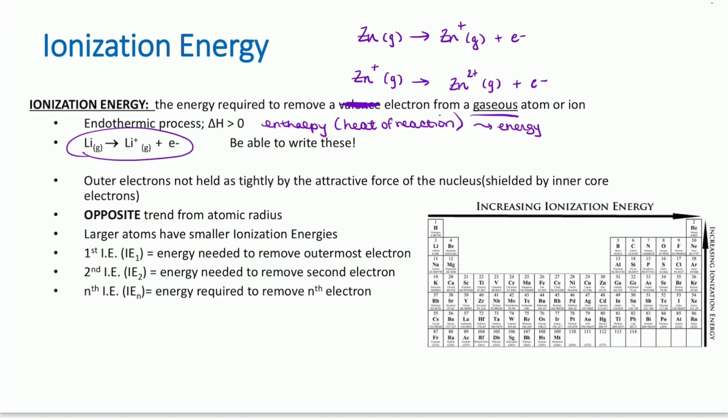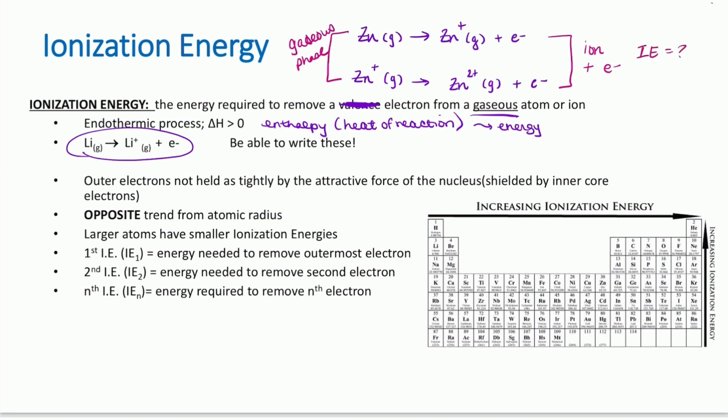So if you see anything in the gaseous phase on your reactant side, and on the product side, you see it as an ion with 1 charge higher than it was before, plus an electron, you're probably looking at ionization energy. And you'll usually report this with some kind of ionization energy value.